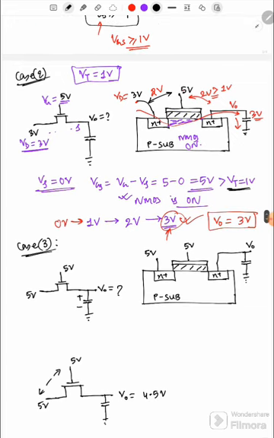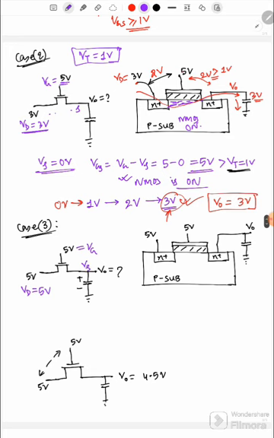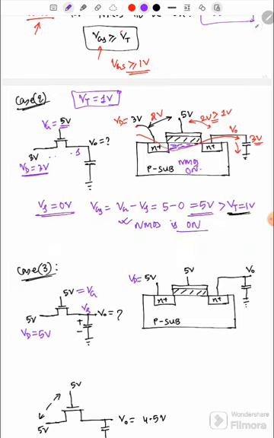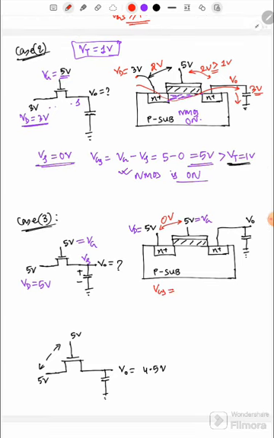Case number 3 is a bit picky, because here the drain voltage is 5 volt and the gate voltage is also 5 volt, and we have to decide the output. So now here we can see VD equal to 5 volt, VG equal to 5 volt. How much is this difference? This is 0 volt, but we know that for MOSFET to be on, VGS has to be greater than VT.